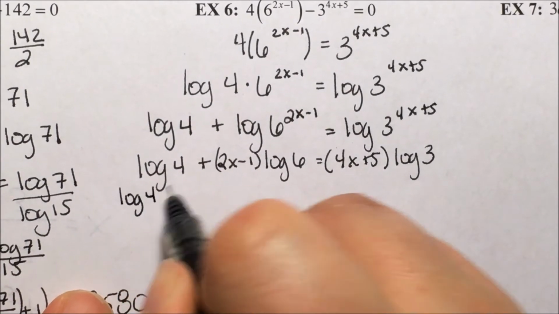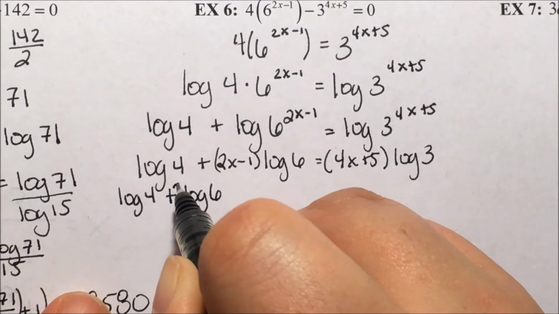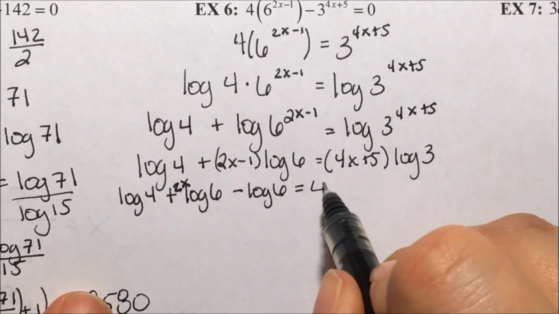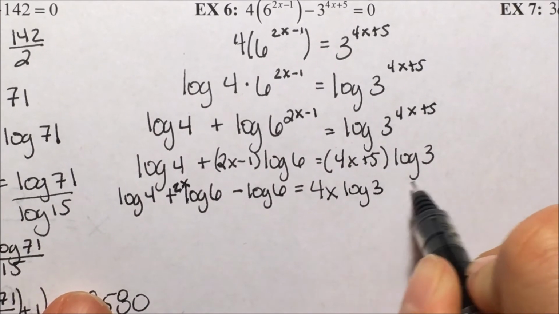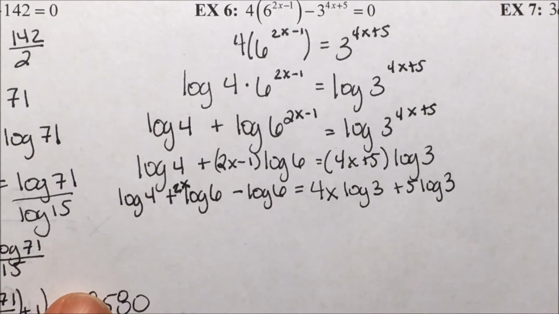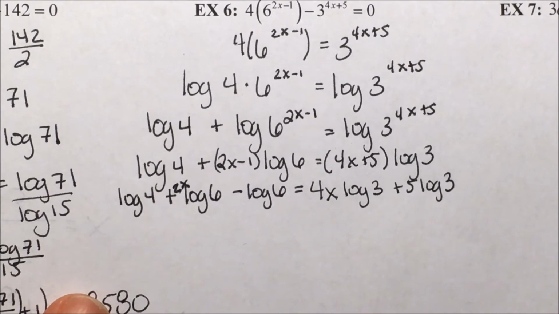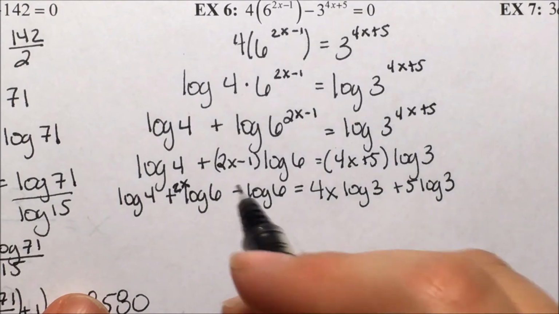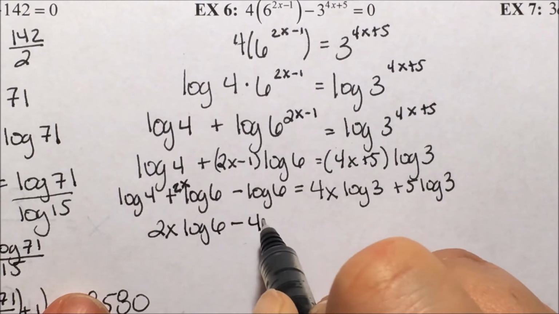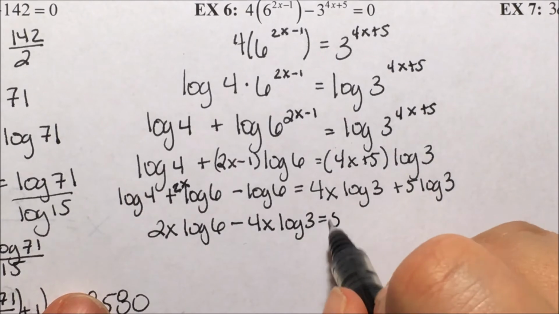Give yourself lots of space. There's going to be a lot of log terms to write here. Oops, I forgot my 2x. That's pretty important. All right, so now that I've distributed that through, we've got a bunch of individual terms that can freely move around the equation. I'm going to gather everything that has an x in it to one side and every constant to the other. So the 2x I'll leave over here, move the 4x to the left, and then everything else gets pushed to the right.